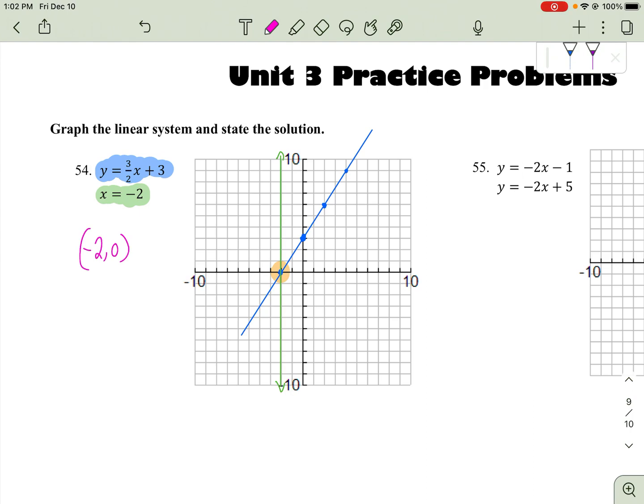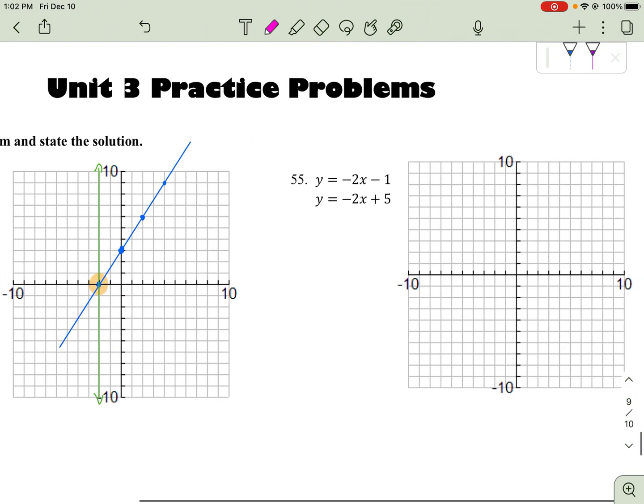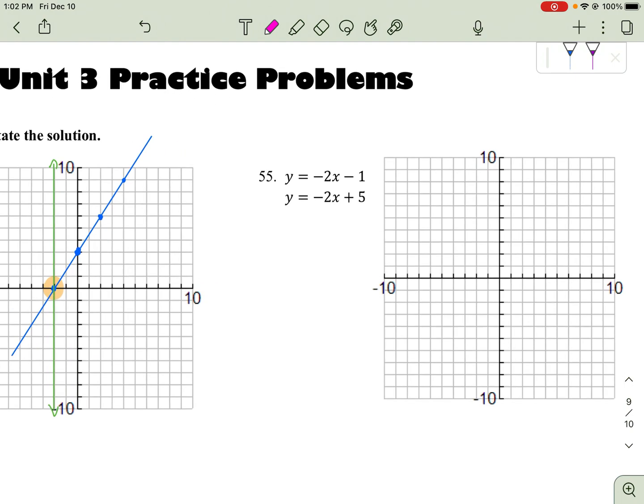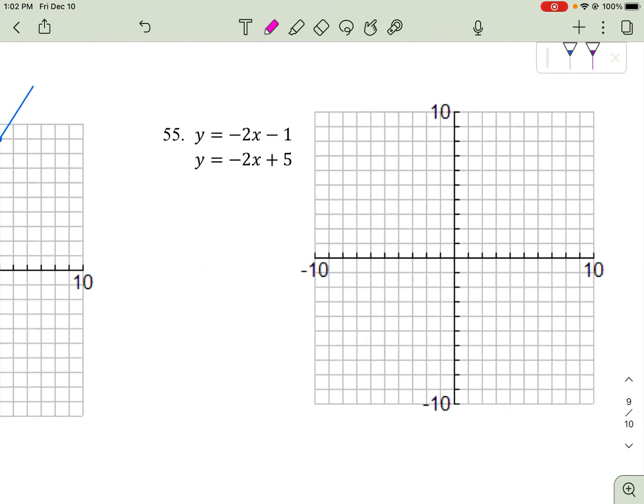And then moving on to 55, same idea here. It'll be a little more complex because we have to graph two different lines now. So we'll do this one in orange. But same thing, you're going to start with the y-intercept of -1, which is right here. And then we have a slope of -2. So you go down 2, right 1 or up 2, left 1.